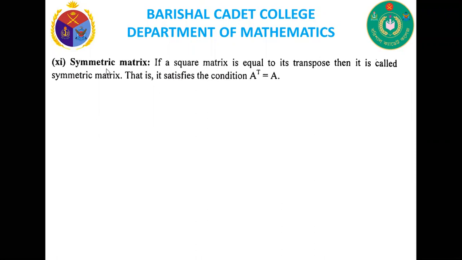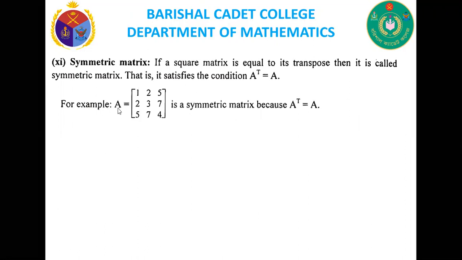Now, symmetric matrix. If a square matrix is equal to its transpose matrix, then it is called the symmetric matrix. That is, it satisfies the condition A transpose equal to A. I am repeating again, if a square matrix is equal to its transpose matrix, then it is called the symmetric matrix. It satisfies the condition A transpose equal to A.